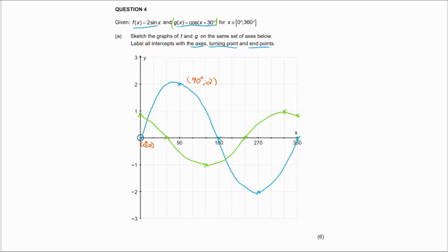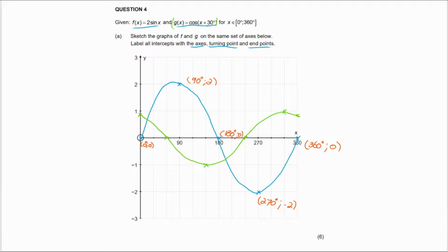I should probably put degrees up here. Okay, then here's the intercept, so we need to label this 180 degrees, 0. This is a turning point, 270 degrees, -2. And over here is an endpoint/intercept, so 360, 0.